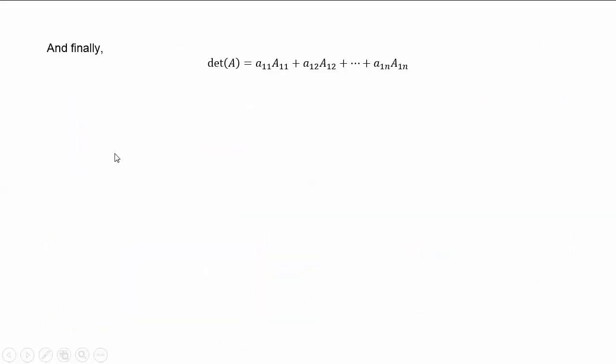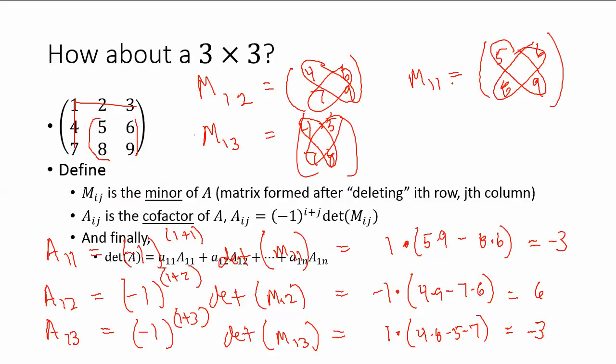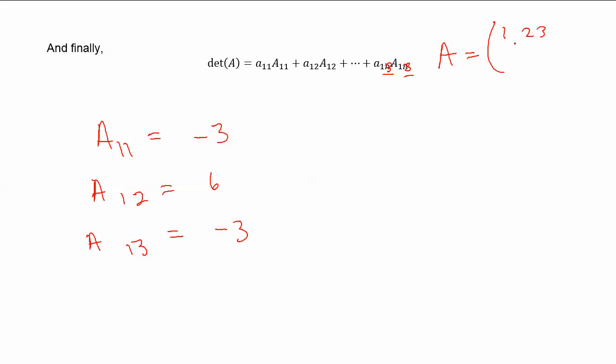So let me write this down. A11 is equal to negative 3, A12 is equal to 6, and A13 is equal to negative 3. Now I just need to get the little a11, a12, a13 components. I only go up to the third column because it's a 3 by 3 matrix, so in this case my n is 3. And if we remember, A is the matrix 1, 2, 3, 4, 5, 6, 7, 8, 9. So this is the a11, this is the a12, and the a13. I'm going to write those down right beside it.